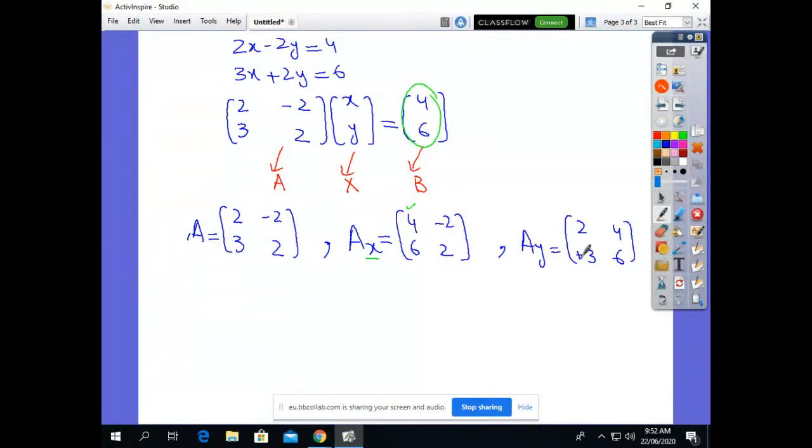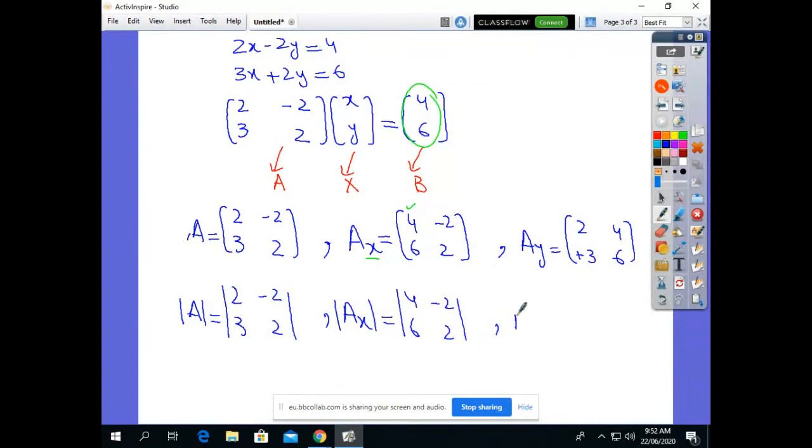Now we find the determinant of all these matrices: A, AX, and AY. What is the determinant of A? The determinant of A is 2, negative 2, 3, and 2. The determinant of AX is 4, 6, negative 2, 2. The determinant of AY is 2, 3, 4, and 6.